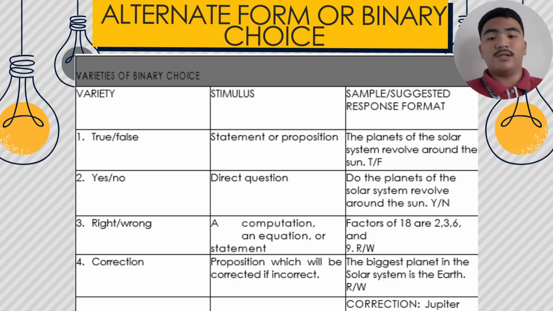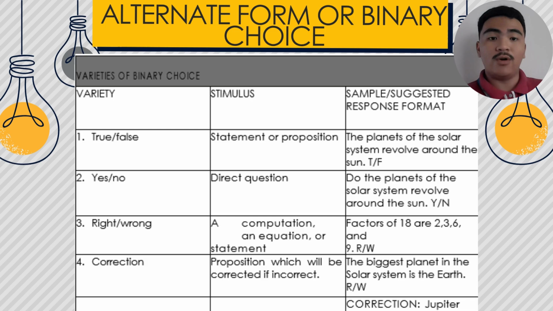Number two is the yes or no, which means the stimulus is a direct question. The suggested questioning for this one is, do the planets of the solar system revolve around the sun? It is answerable by yes or no. These questions are mainly answerable by yes or no because it is a direct question. It is generated for a direct response, yes or no only.